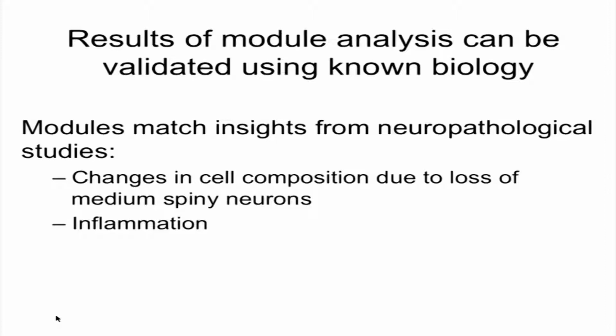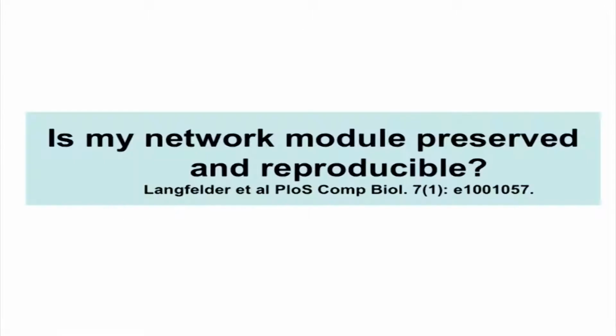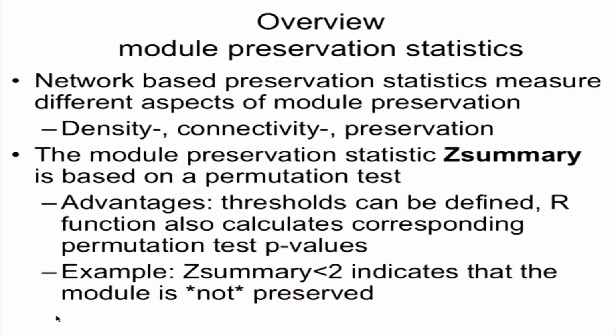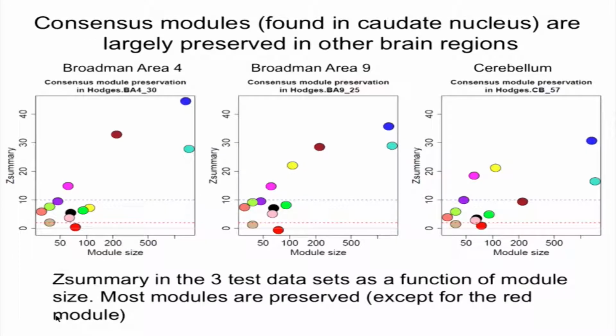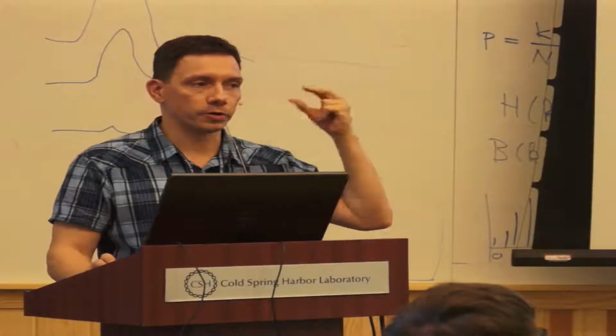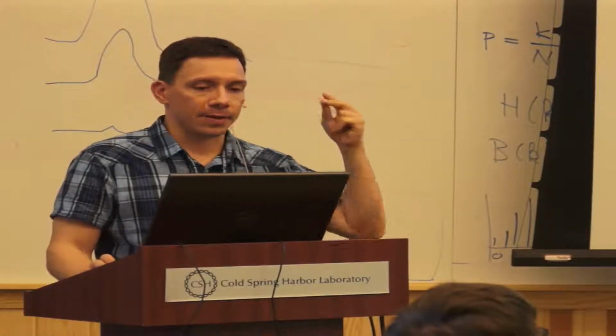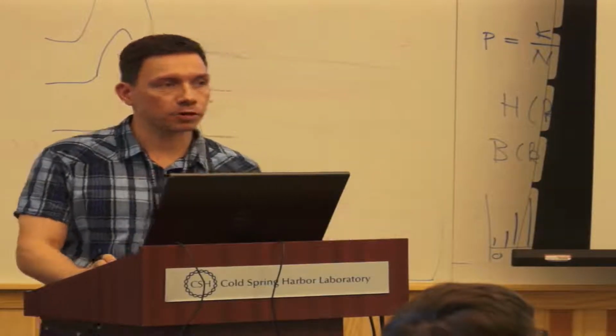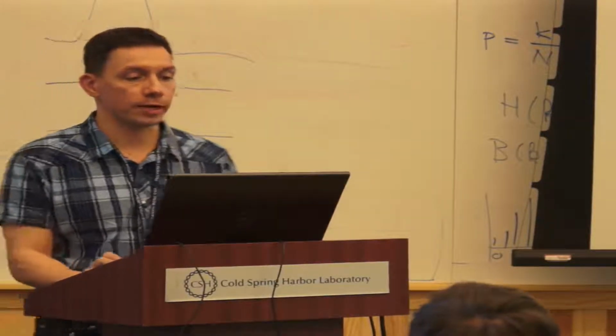So again, it matches the neuropathological story. Now you know also all about module preservation by now. And now we can use these module preservation statistics to address an interesting question. Remember, the modules were defined based on the caudate nucleus brain region, but there are many other brain regions. And you can ask, well, are these modules preserved in other brain regions?